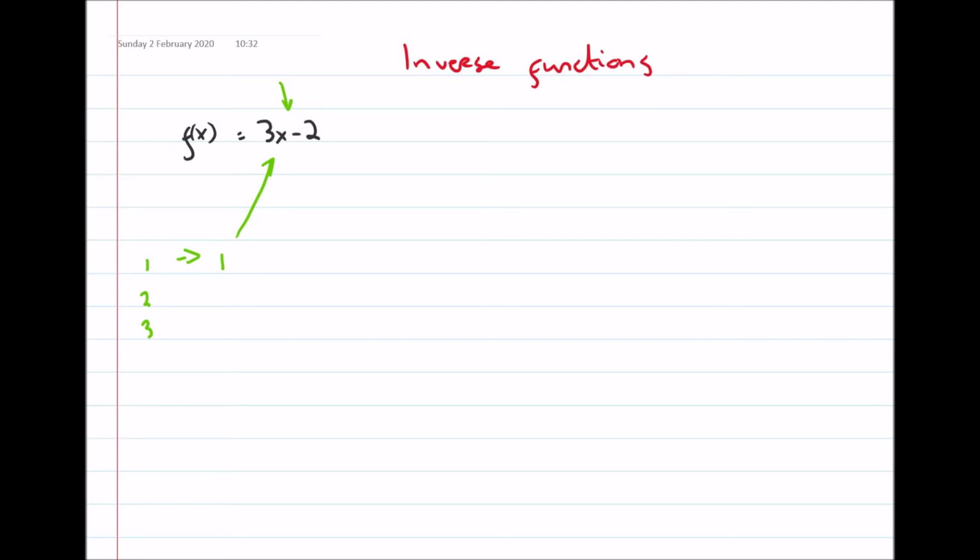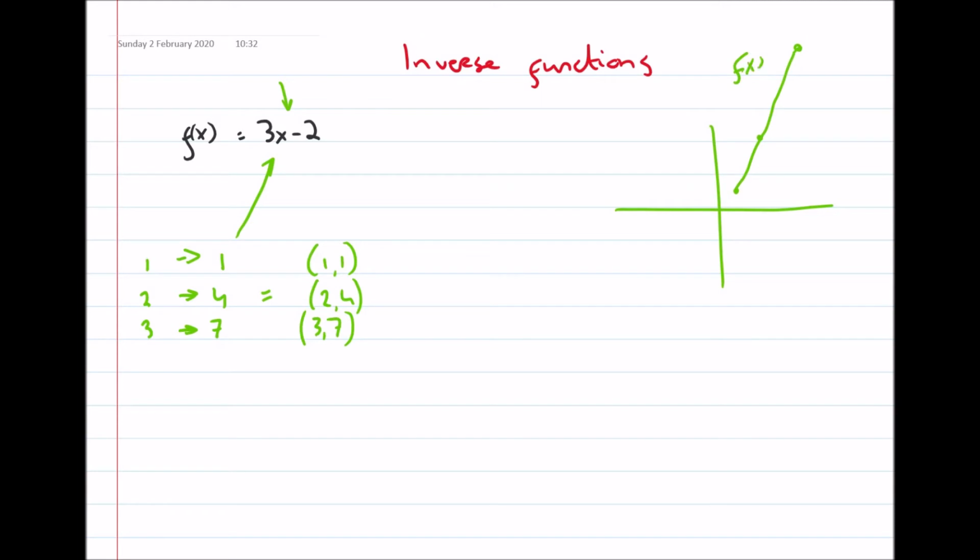I put 2 into this, 3 times 2 minus 1 is 4. I put 3 into it, and I get 7. Okay, so if I was to draw this function, then I'd have the points (1, 1), (2, 4), and (3, 7). Okay, I'll just sketch that. So (1, 1) would be about here, and (2, 4) would be about here, (3, 7) would be about here. So there's my f(x) function.